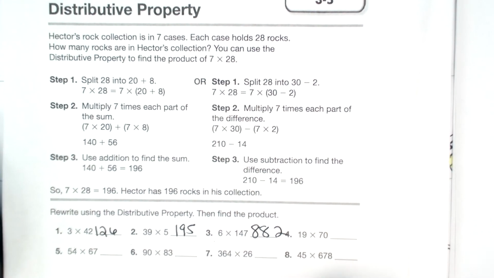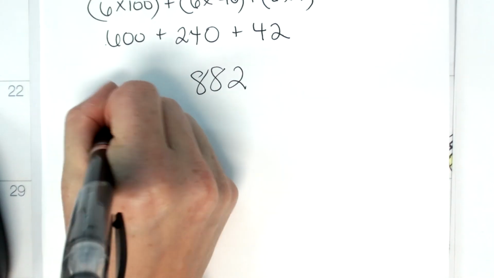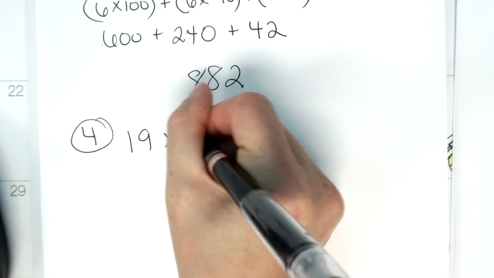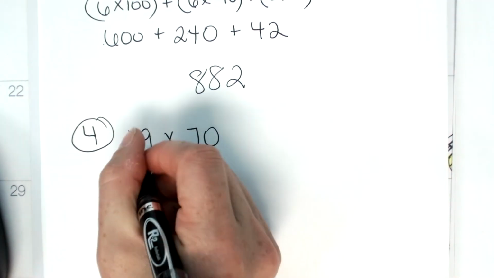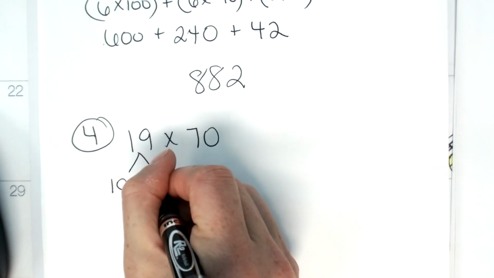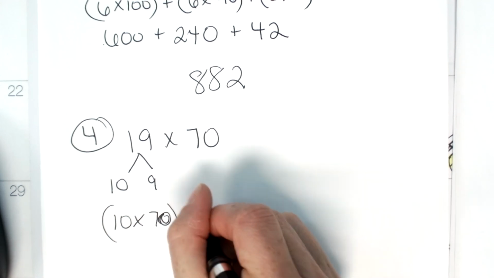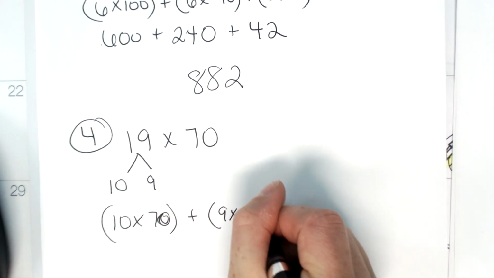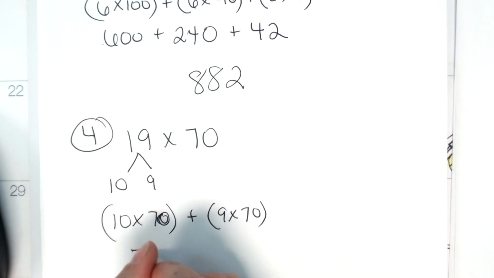All right, let's do 19 times 70. Number 4, 19 times 70. We're not going to break this number up because there's really no point, but we can break this number up, 10 and 9. So 10 times 70 plus 9 times 70.